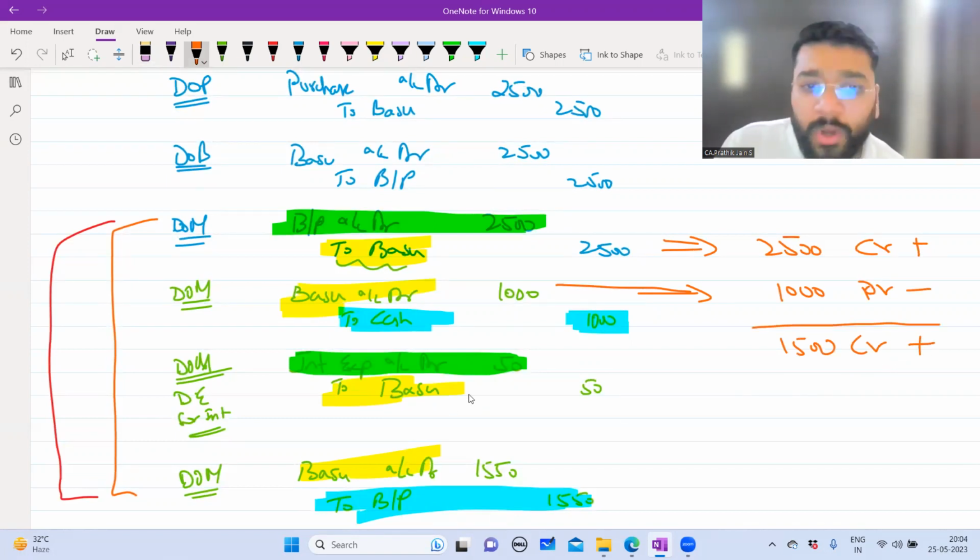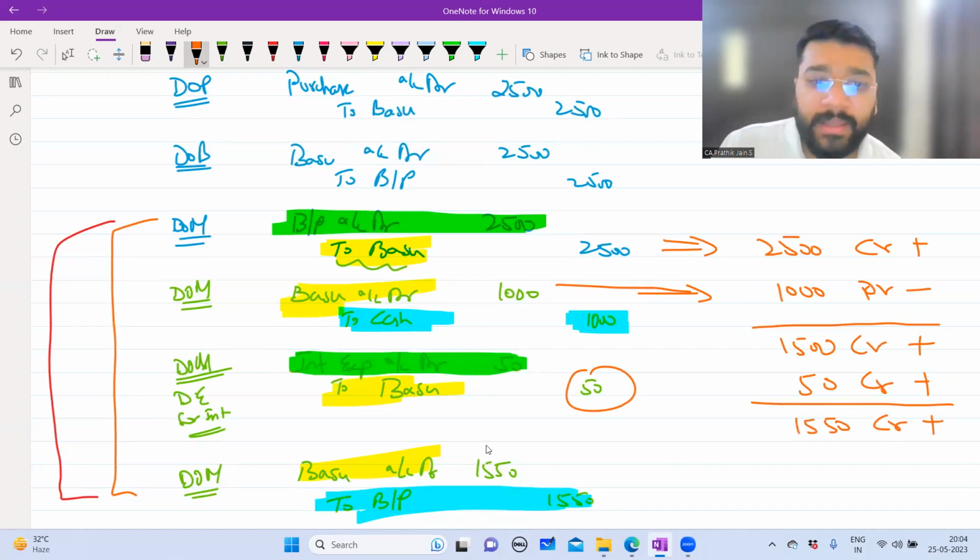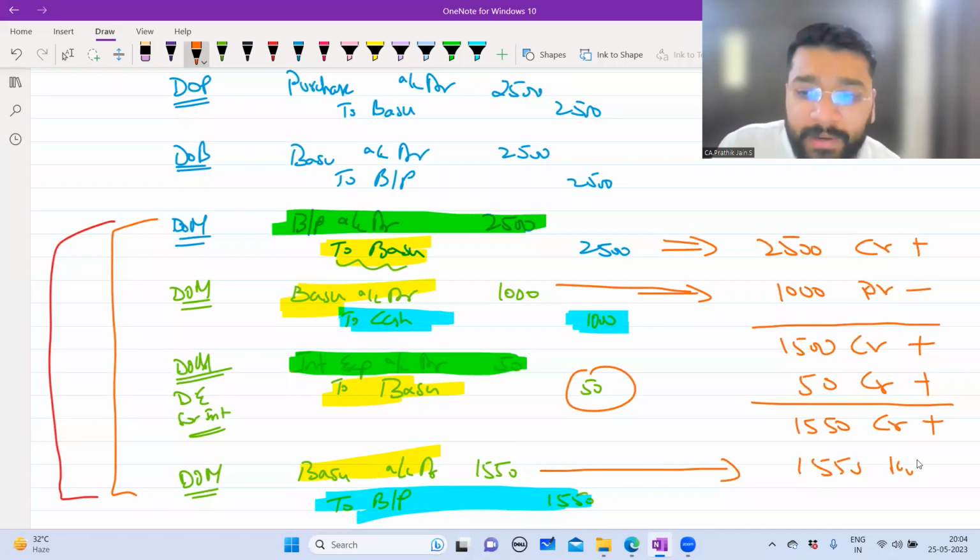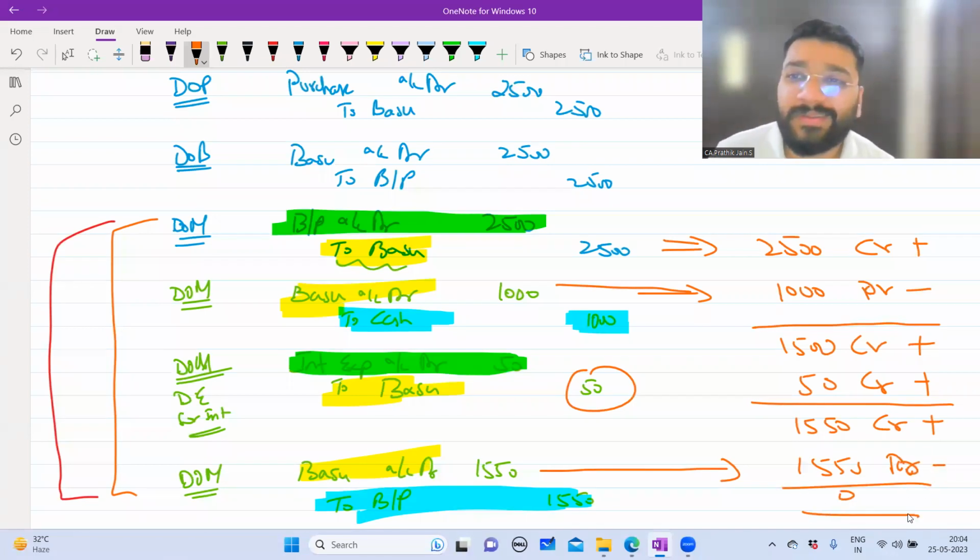Here, Basu, how much are we supposed to pay? It is 50 rupees in credit. So now how much in total do we have to pay him? 1,550, which is credit positive, correct? And here Basu is debited how much? 1,550 debit, minus. So what is the balance in Basu's account? Zero. So what they've done is they've combined all these 4 entries.